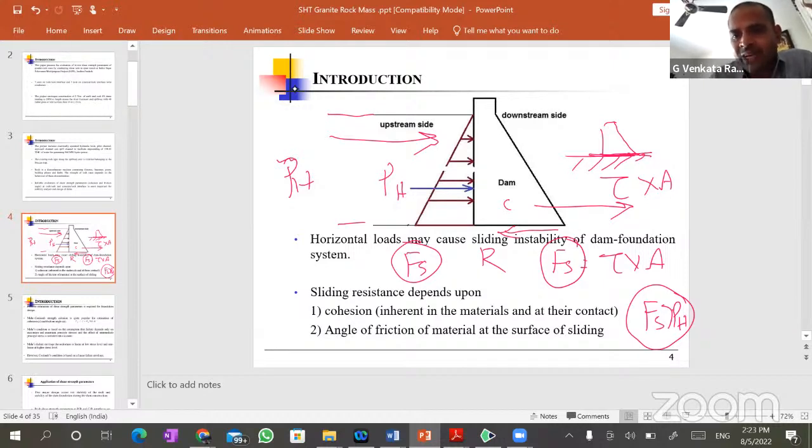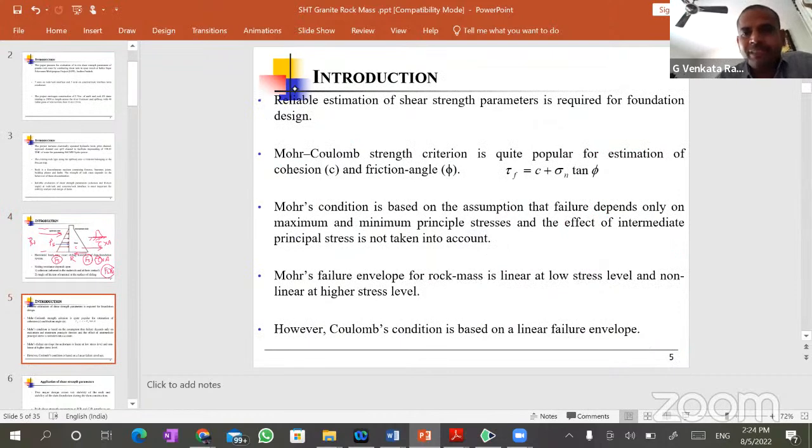So for that, what is more important? The resistance force is more important. That resistance force has to be evaluated. So what is the resistance force? You can see it here. Whatever I am telling, tau into A is equal to the frictional resistance force. Here tau is nothing but c plus sigma tan phi. That is the well-known Mohr-Coulomb equation.